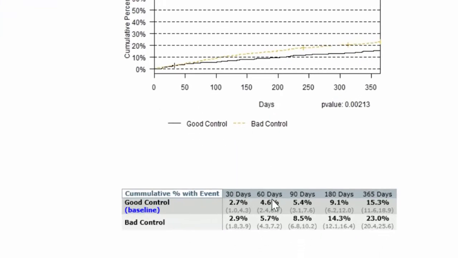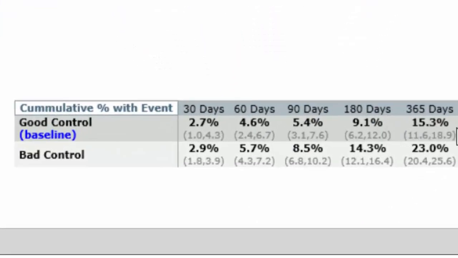And here's the table underneath it. At 365 days, 15.3% of the good control people have been admitted at least once. In the bad control people, 23% have been admitted at least once. If we look at the 95% confidence interval, the upper limit of the good control is 18.9%. The lower limit of the bad control is 20.4%. These two intervals do not overlap, once again affirming the fact that there is a statistically significant difference in the hospitalization rate between the bad control and the good control group.